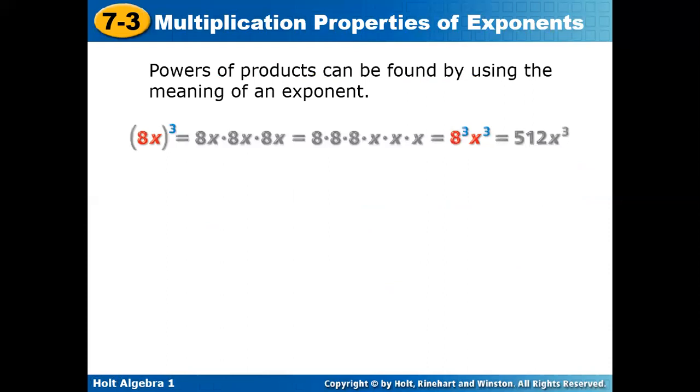The only other little caveat is if you have an exponent with a coefficient, you just split them up, right? Because it's the whole thing. 8x times 8x times 8x is the same as 8 times 8 times 8 times x times x times x, which is 8 to the third times x to the third. And then you can simplify the 8 to the third, which is 512. So when you have a coefficient, you just separate everything and do it like that. So 8x to the third is the same as 8 to the third times x to the third.